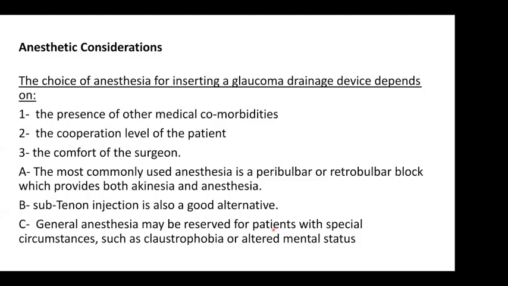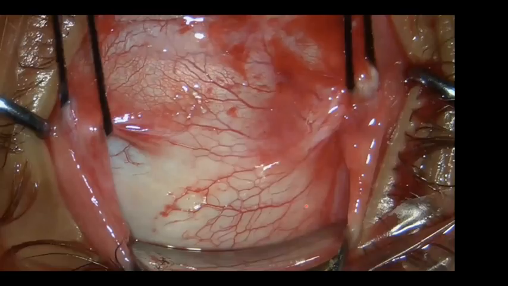Regarding the anesthesia, definitely the surgeon has to be comfortable. This is very important. Also, for patients who are very young, general anesthesia might be good for them. But for adult patients, peribulbar and retrobulbar blocks are still very good.